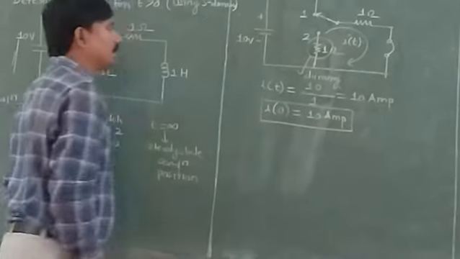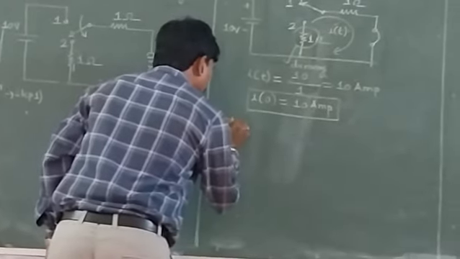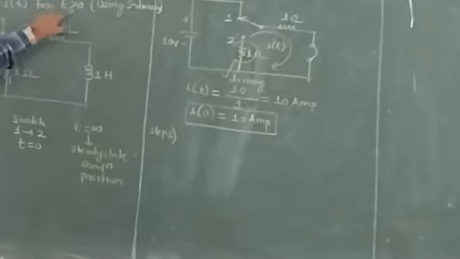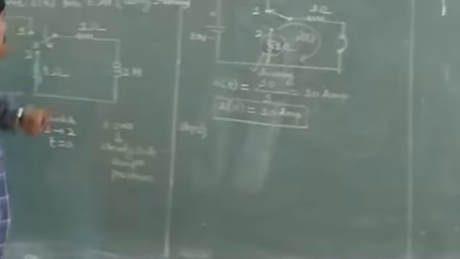So this will be the step number 1. Now step number 2. In step number 2, we have to determine I of t for t greater than 0 by using S domain. S domain means it's a Laplace transform domain.